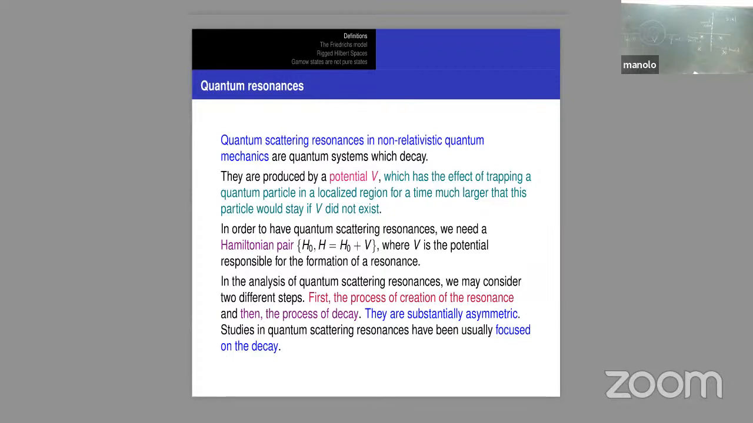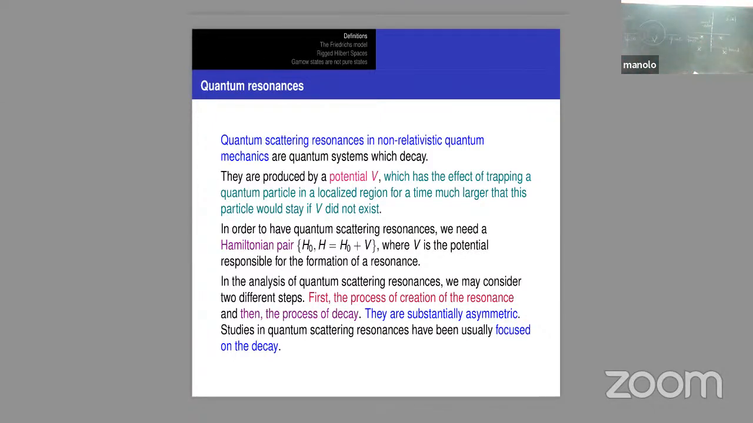If you can see my blackboard, the procedure is something like this. An incoming state comes to the interaction region, and then the particle representing this incoming state is trapped in this region for a time much longer than the time it would stay if this potential did not exist. And then after a while, the particle escapes from the interaction region and evolves freely. This is the notion of potential resonance scattering. In fact, these systems are usually studied by looking at the second half of this procedure, avoiding the procedure of trapping the particle, and therefore the procedure of constructing the unstable system.